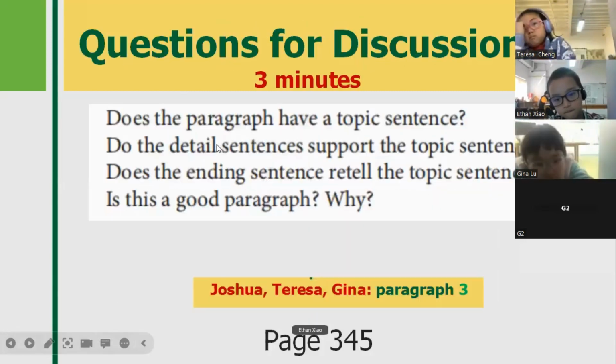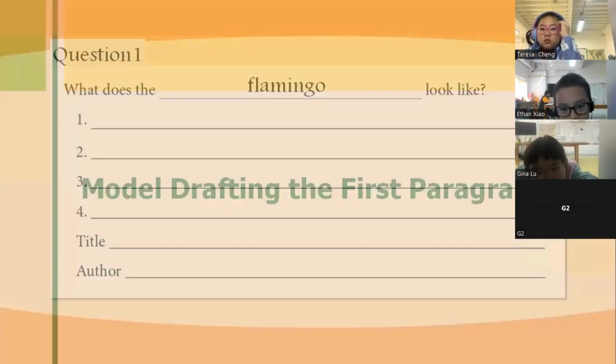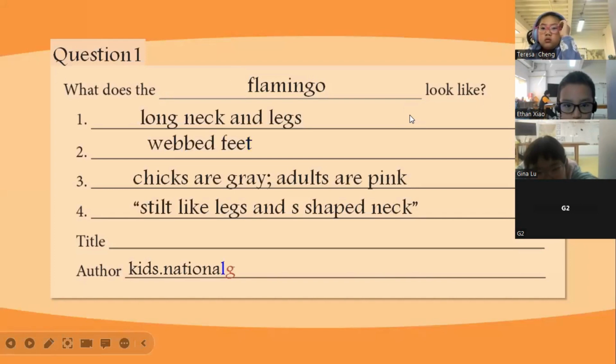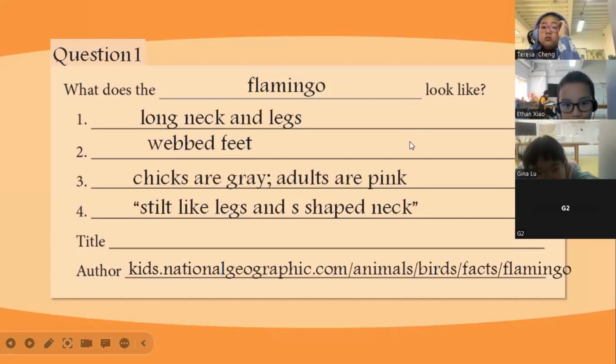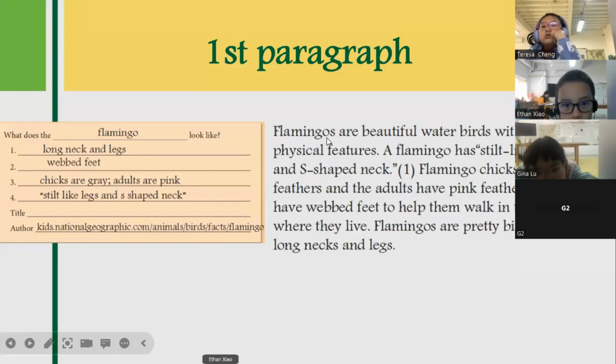And now we are going to, okay, I'm going to model how to draft the 3 paragraphs according to the note card. And Mary May has demonstrated how to write paragraph 1. So this is a note card. For note card 1, what does the flamingo look like? And then this is her paragraph. And yes, her paragraph was drafted according to the first note card.